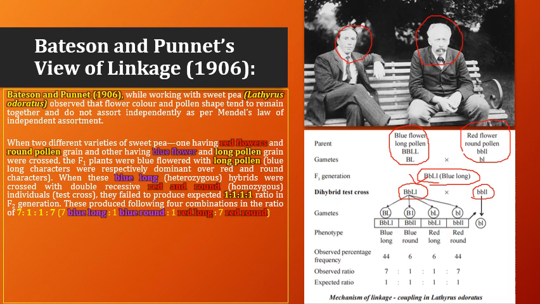The red and round is the homozygous recessive. The expected ratio of this dihybrid test cross is 1:1:1:1. But here the observed ratio is different. Here we got the observed ratio with the percentage frequency. The observed ratio is 7:1:1:7, in which the ratio shows 7 individuals of blue long, 1 individual of blue round, 1 individual of red long, and 7 individuals of red round.